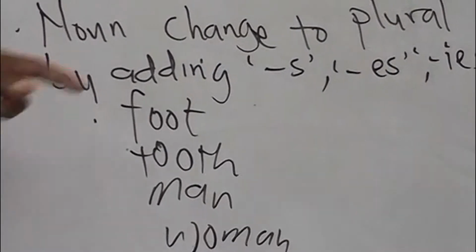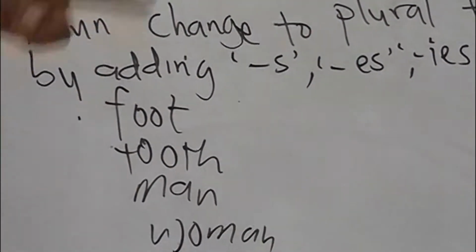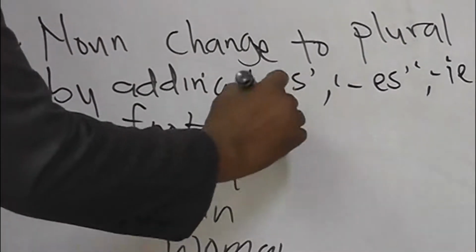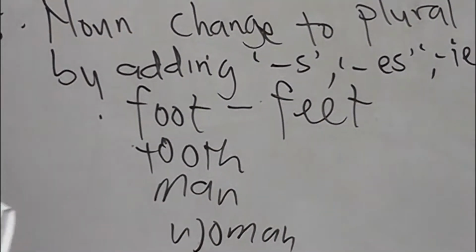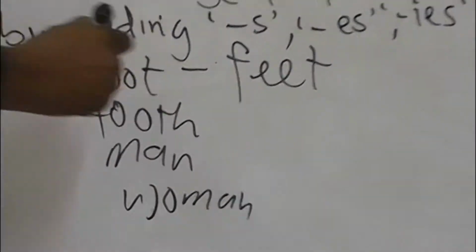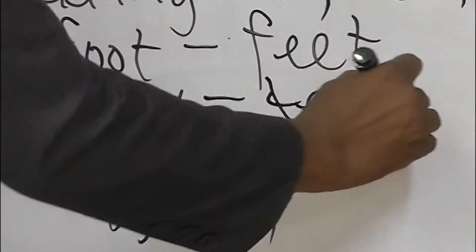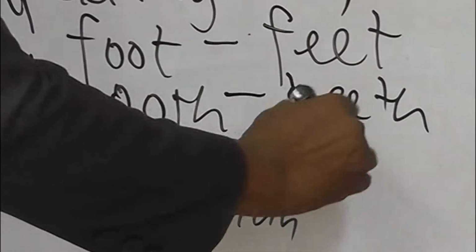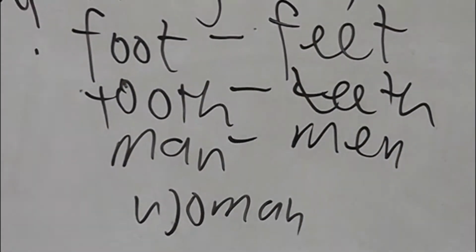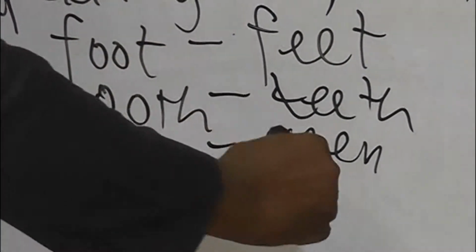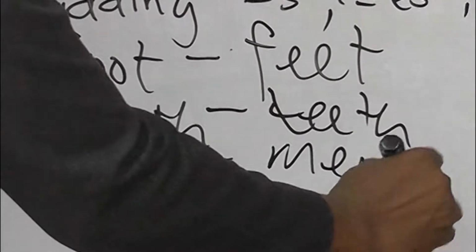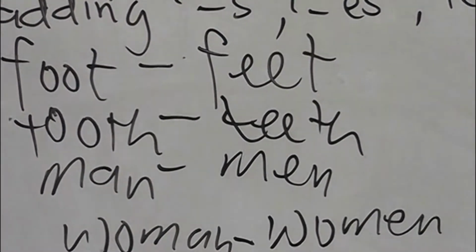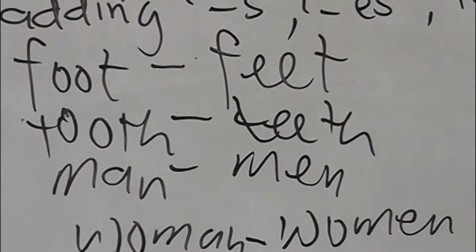The same number of letters, but when we want to realize their plural form, they will undergo internal change. Foot will become feet. Tooth will become teeth. Man will become men. And woman becomes women. And other more like that.